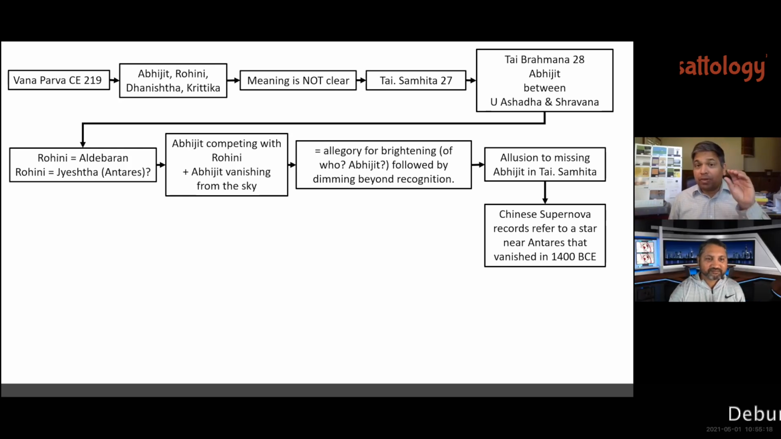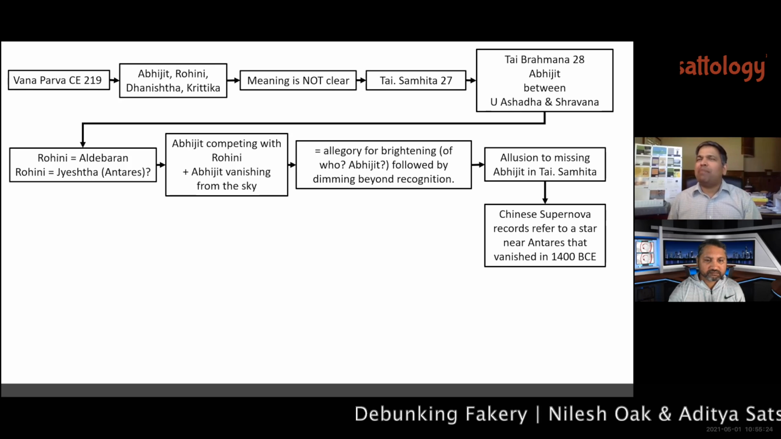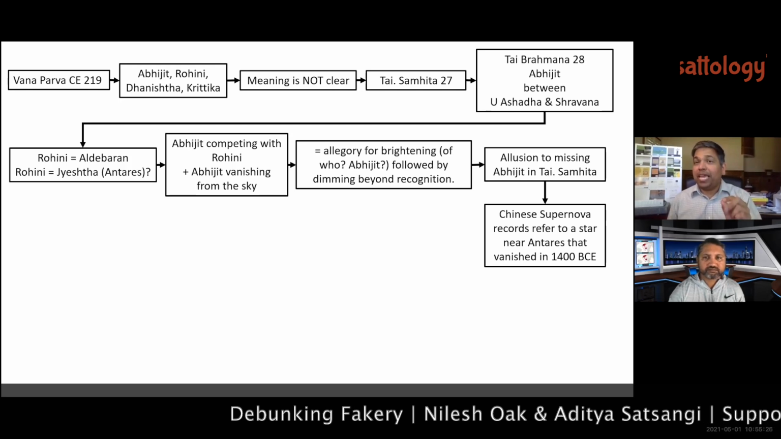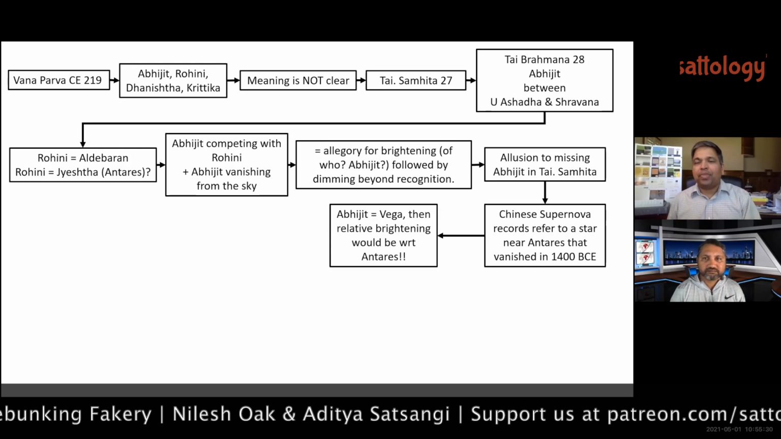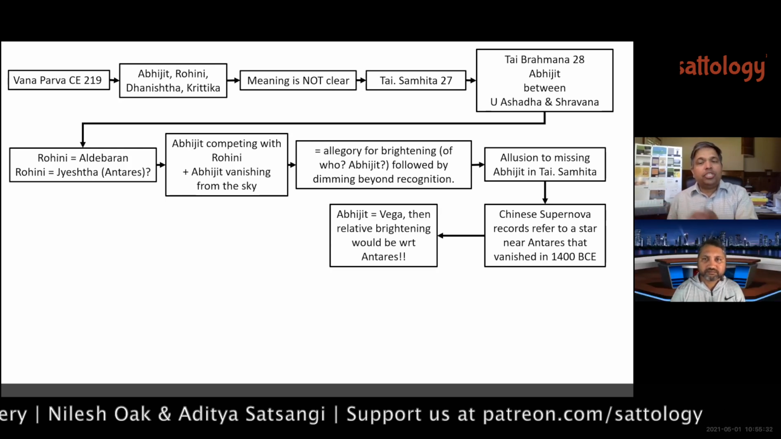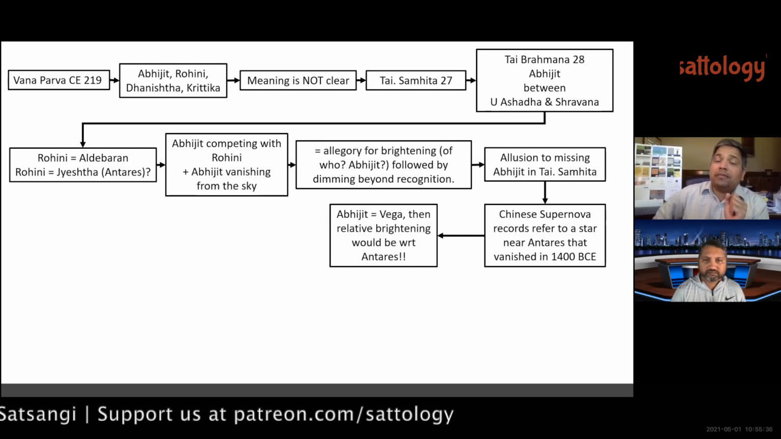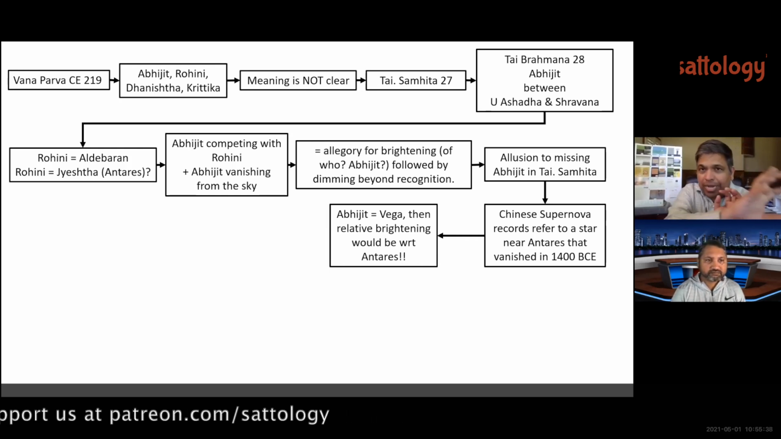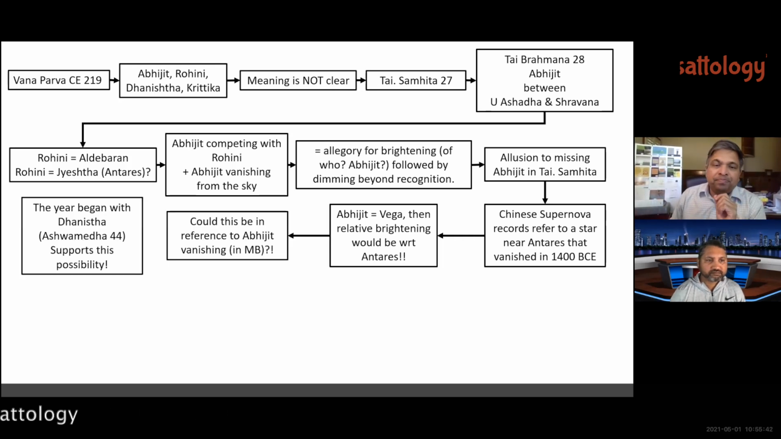And that's why I'm challenging anyone in the world to take this particular interpretation and make sense out of it. Okay, it will show that person's acumen, scientific acumen and logical reasoning. So he's saying that Abhijit equals Vega, then relative brightening would be with respect to Antares. Honestly, I'm just trying to summarize what he's saying. I don't even understand what he's trying to say.